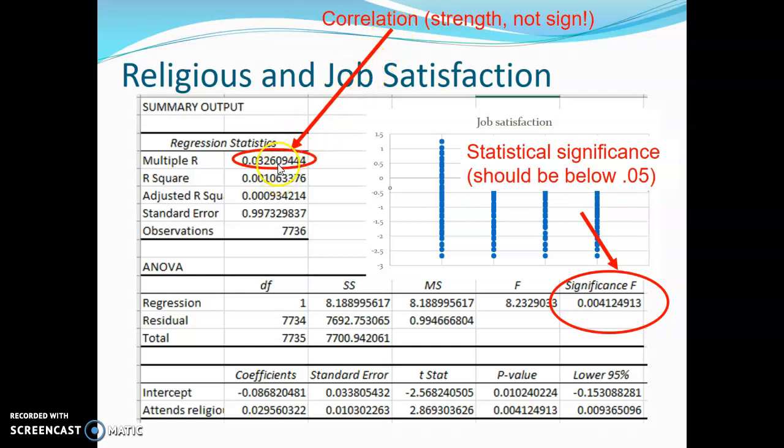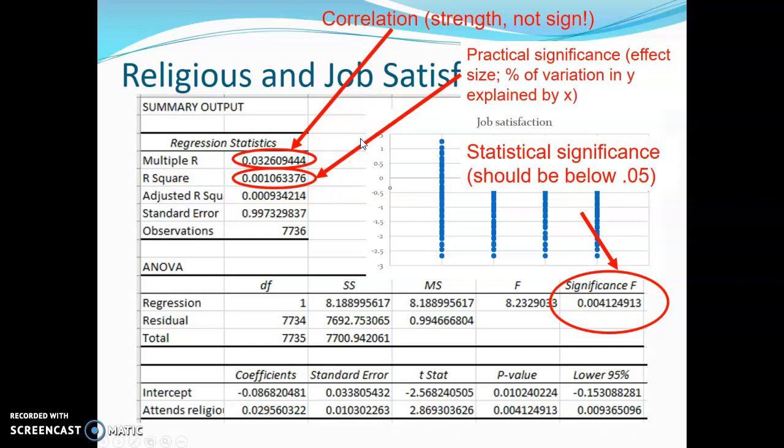So the correlation, again, we go here, and this gives us the strength. So our R value is 0.03, but to know if it's positive 0.03 or negative 0.03, we need to jump down here to the slope of our regression line. And that does turn out to be positive. The intercept's negative, but we only care about the slope here, and that's positive. So our R value is indeed positive 0.03.